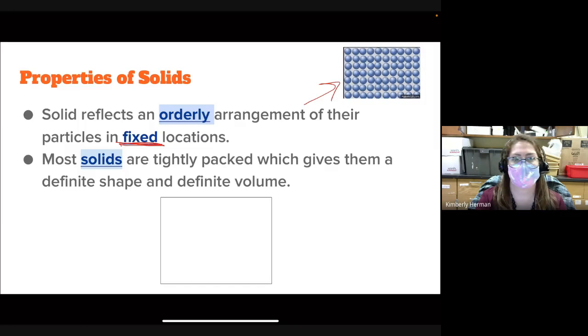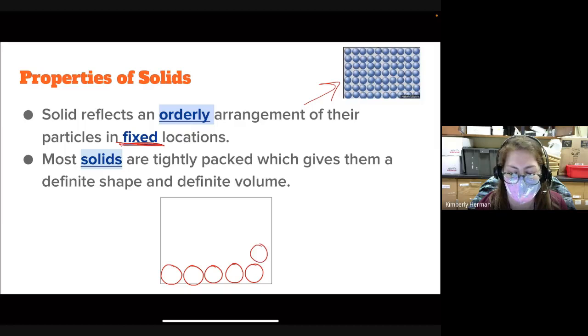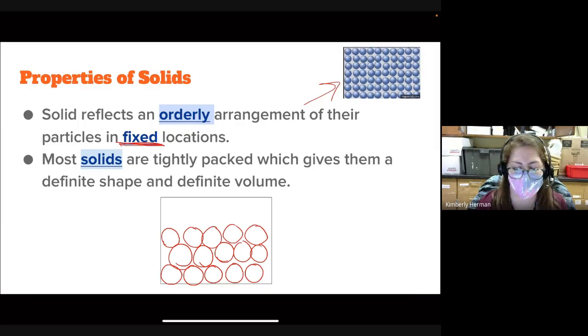Most solids are tightly packed, which gives them that definite shape and definite volume. If you're drawing along, we're going to draw them in an orderly pattern. Now, that's not saying that all solids are orderly. We'll look at some disorganized different types of solids in this video as we're going through. So you can draw your circles, you can drag them in your notes right now.